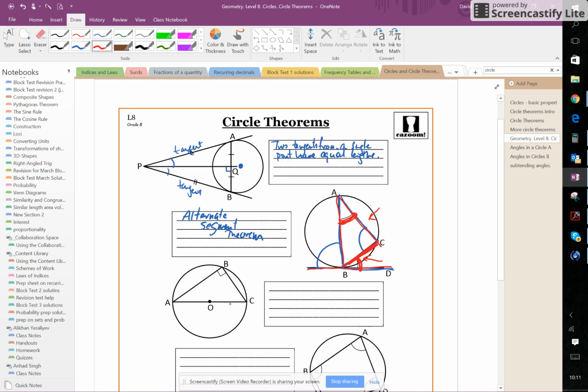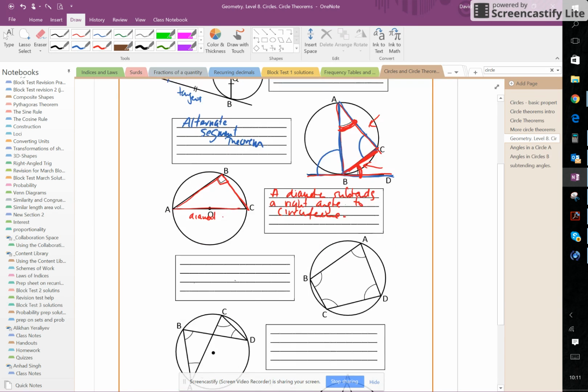Okay, here we've got a diameter, and this angle subtends an angle which is at right angles. So a diameter subtends a right angle to the circumference.